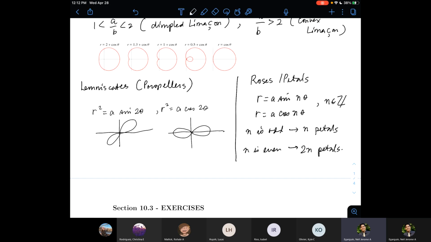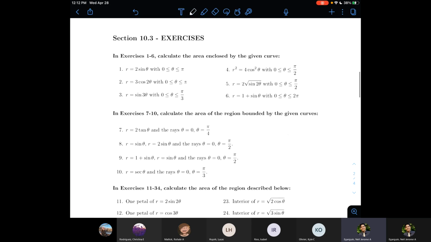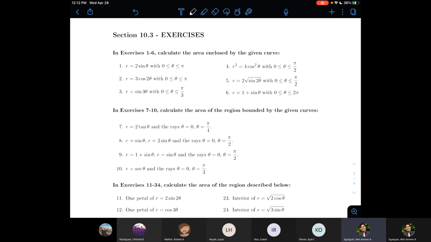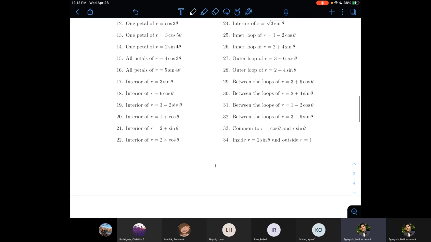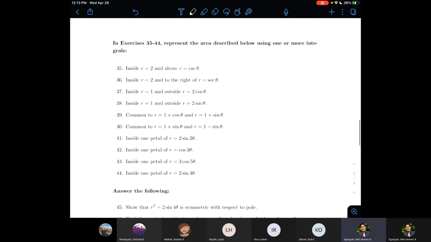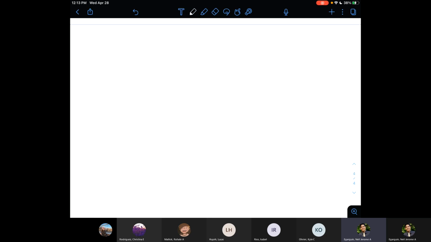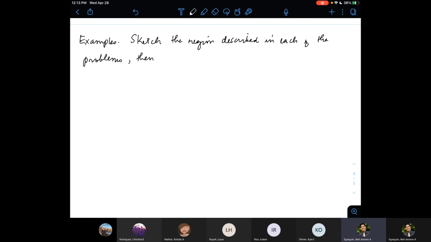By the way, this is worksheet 22 on my website, where I copied the exercises from section 10.3 for you to practice on. But I'll try not to use these examples. I'll leave all of this to you as practice. Let's look at some examples that I prepared here. Sketch the region described in each of the problems. Then set up the integral that will give its area.